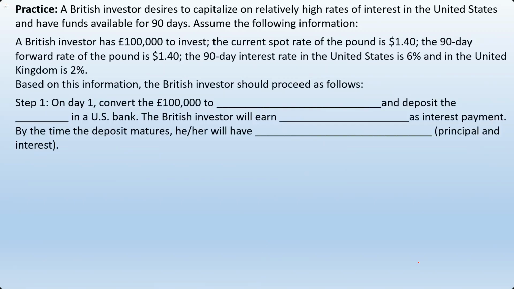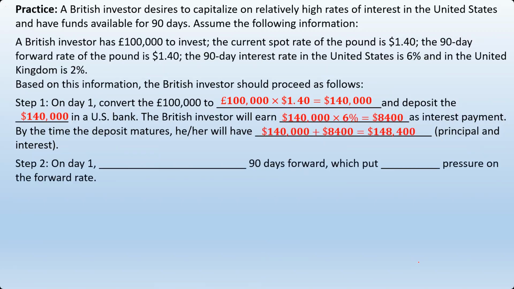And the British investor can also do covered interest arbitrage. On day one, they're going to convert 100,000 British pounds into US dollars at the spot rate. So they get 140,000 US dollars. And then they're going to earn 6% more interest. And then we find that in the end they have 148,400 US dollars, principal plus interest.